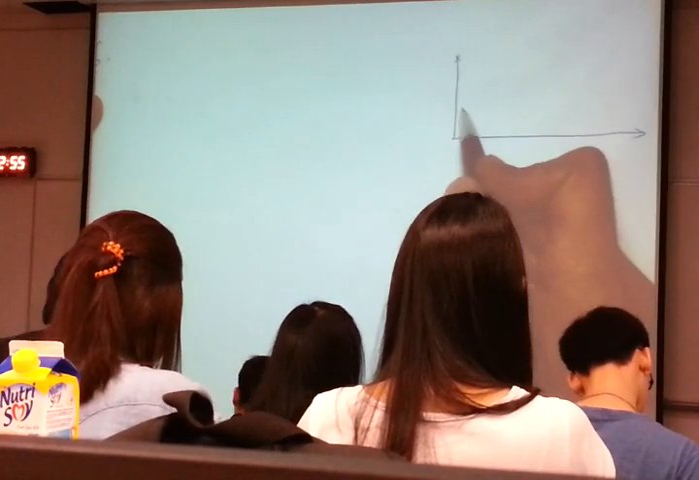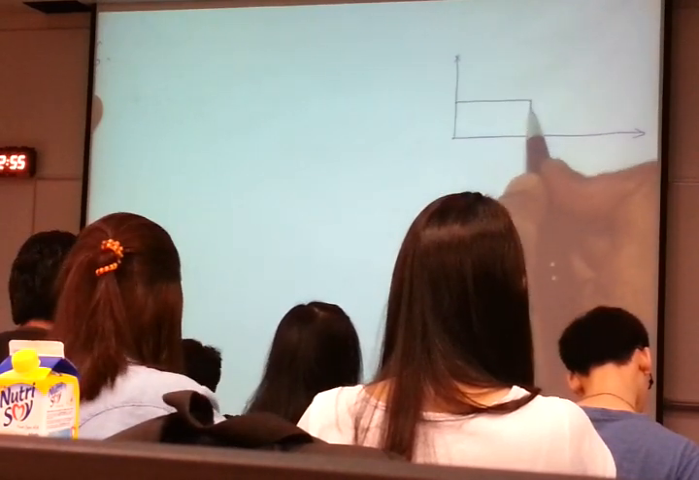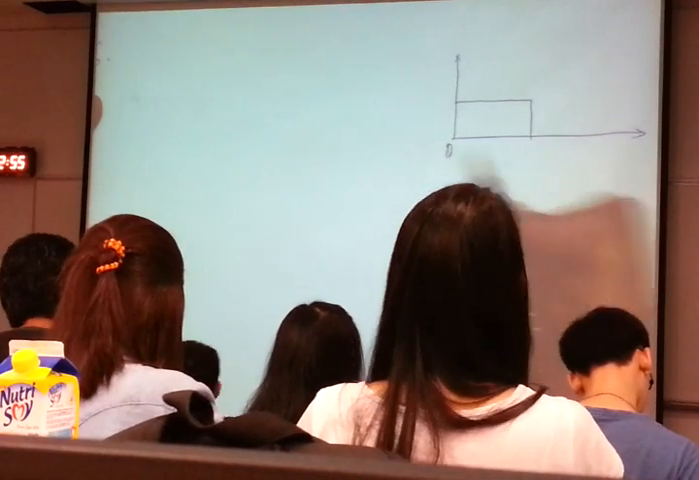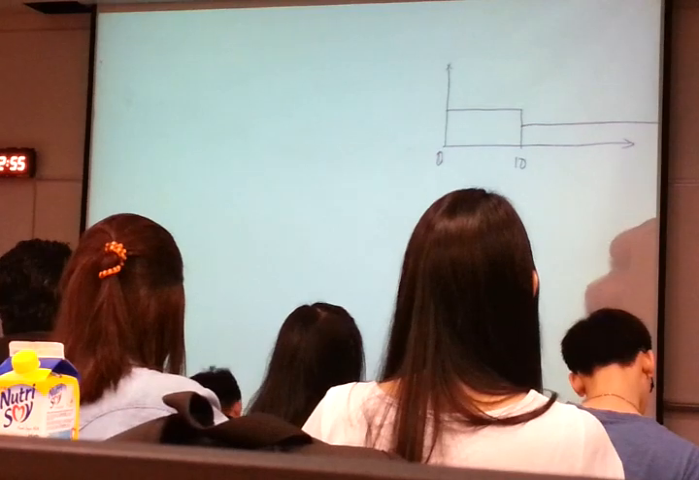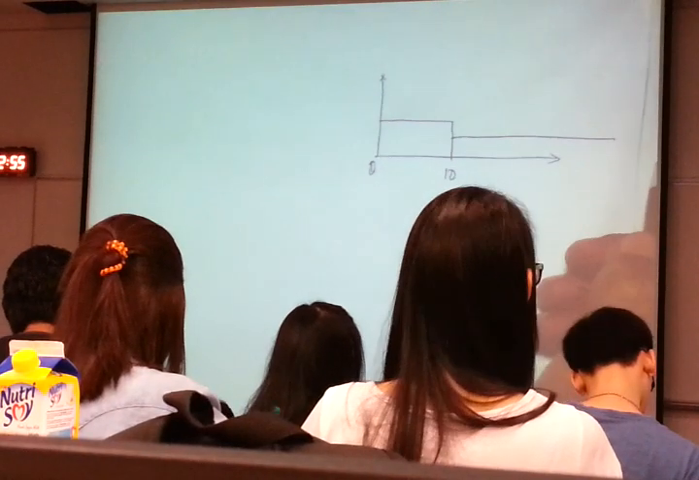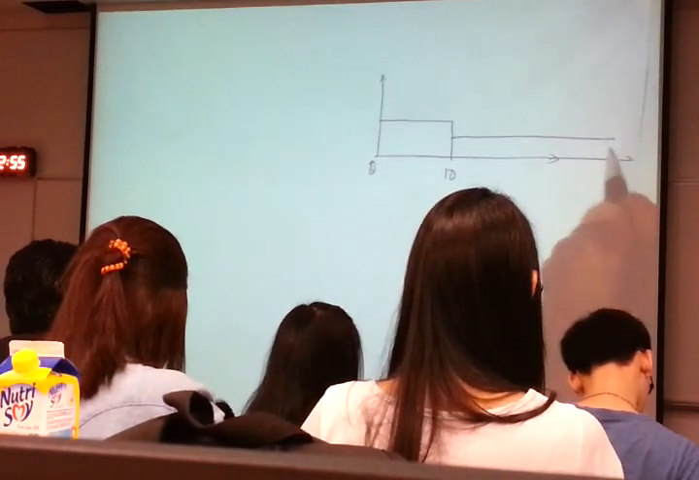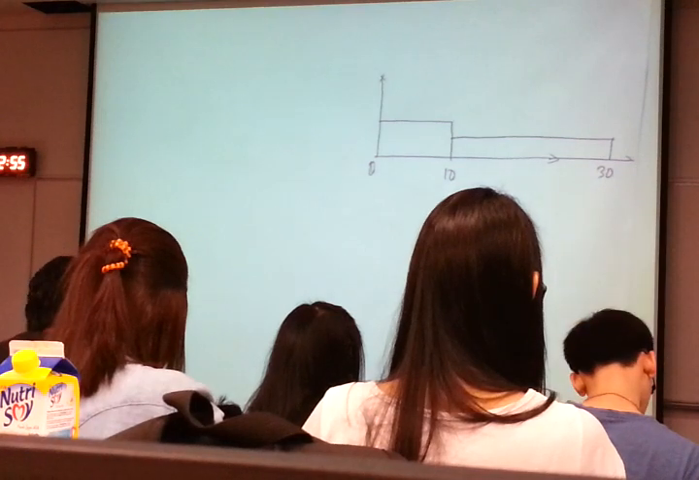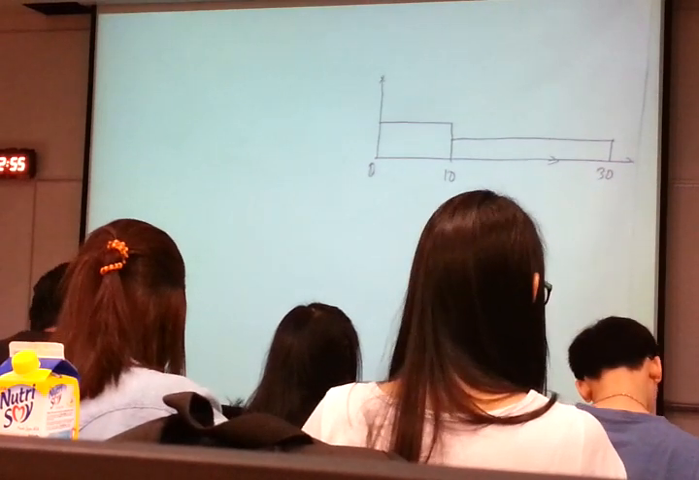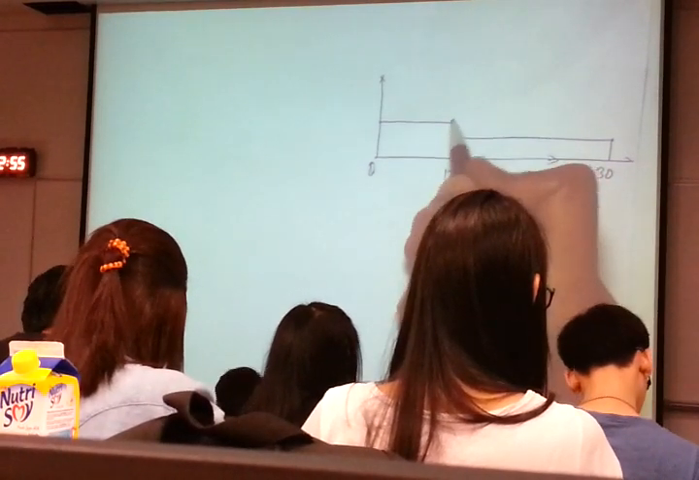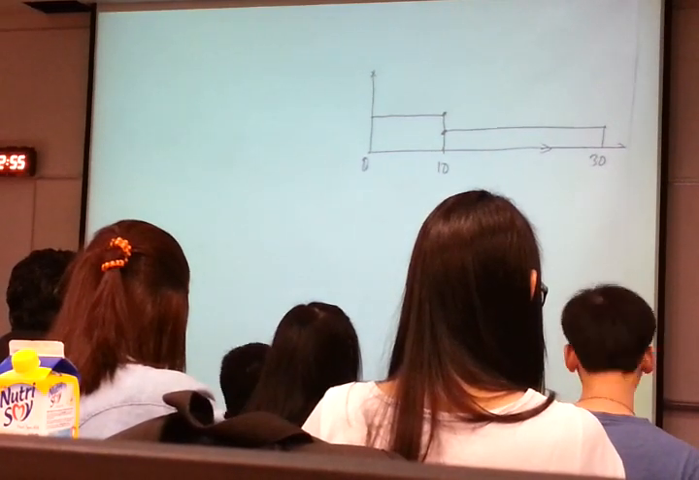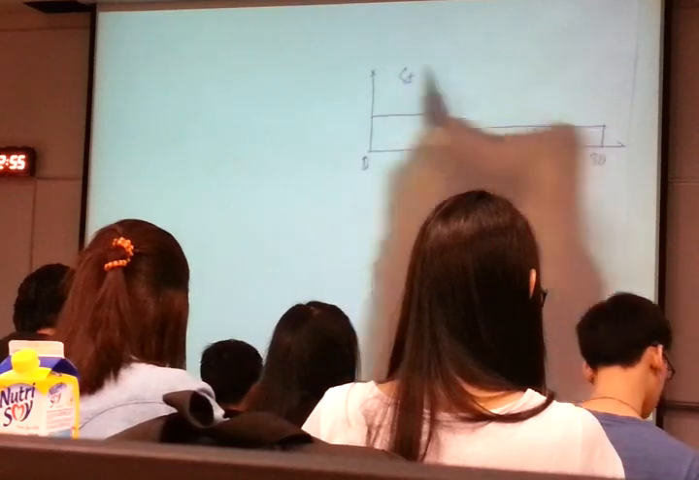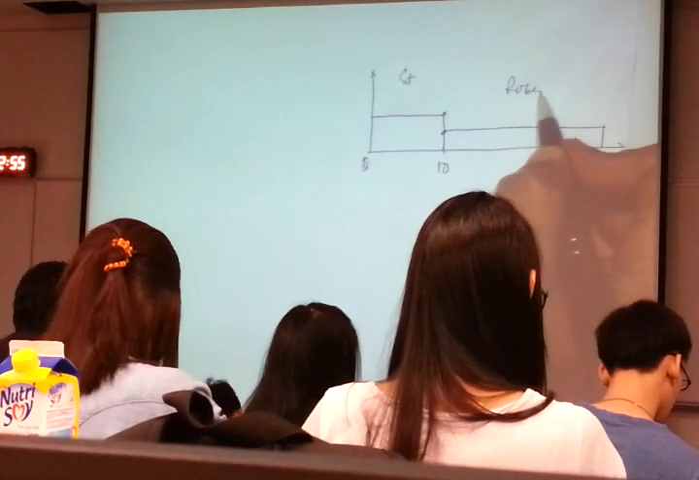Stephen's valuation is drawn from a distribution between 0 and 10. Robert's valuation is drawn from a distribution between 10 and 30. I'm told this. 10 and 30. Now you must be able to explain why I'm drawing it like this, why this is half. Right, so this is where Stephen is coming from, this is where Robert is coming from.